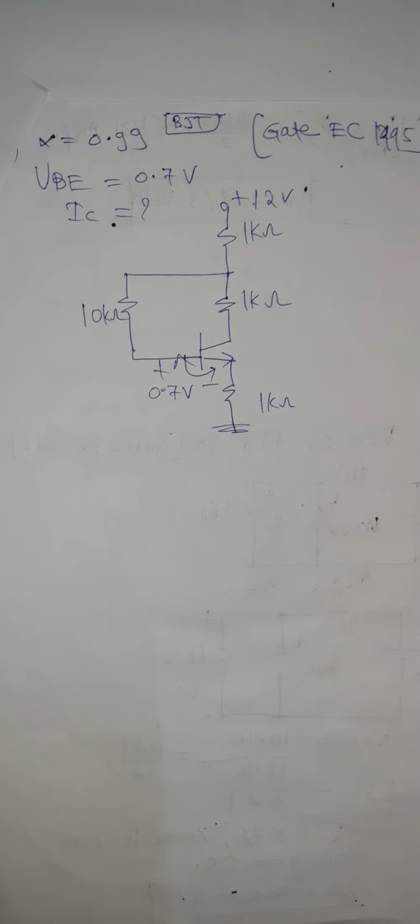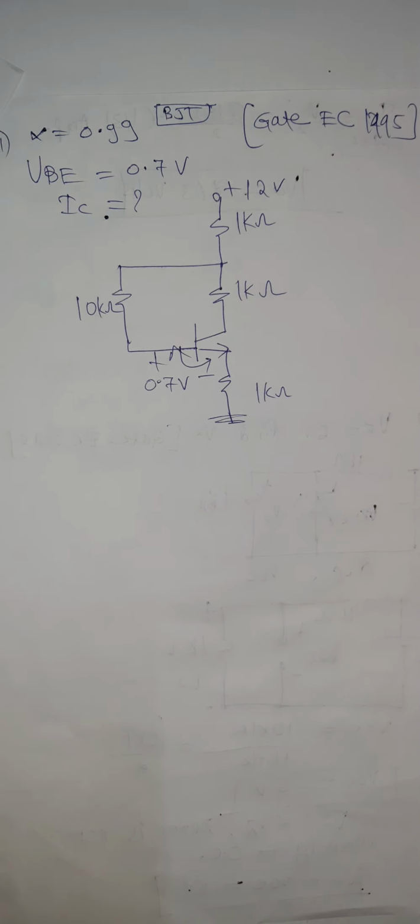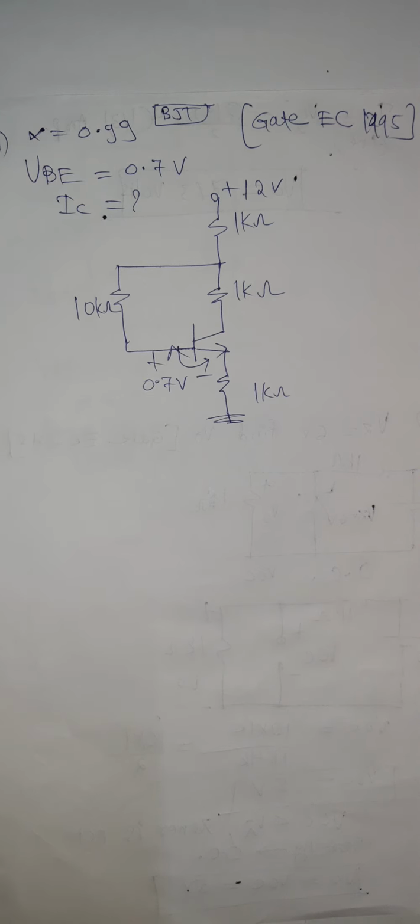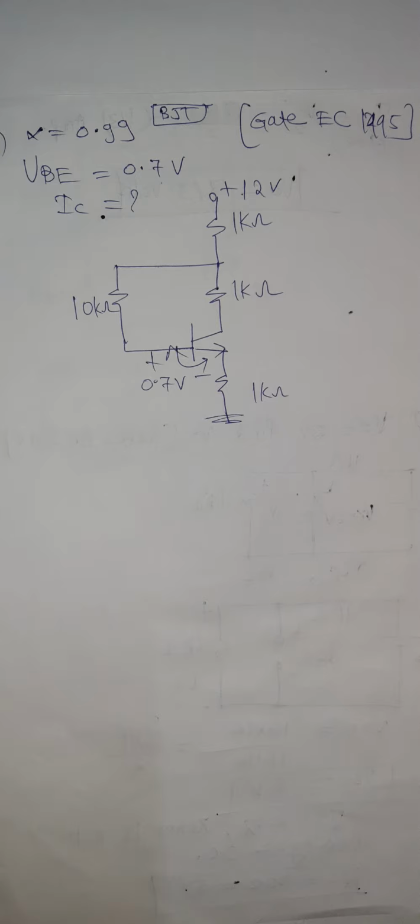Hello friends, I am taking two questions from BJT that are asked in GATE. This question is from GATE EC 1995. Given data is alpha is equal to 0.99, VB is equal to 0.7 volts. Find the value of IC, that is collector current.